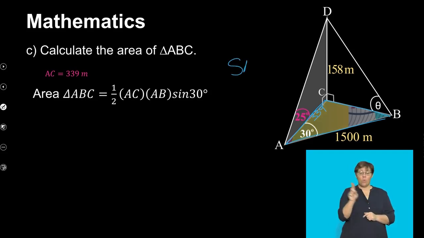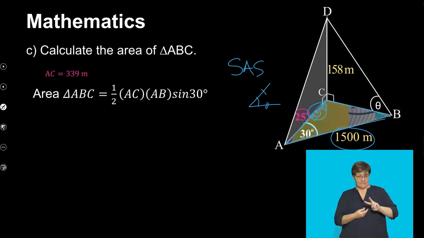And what do we need to calculate area? We need side, angle, side. So we've got this side, we've got this angle, and we've got this side. Remember, we're always looking for a kind of V pattern. We've got side, angle, and a side, so we can find our area. So our area will be half AC times AB times sine of the angle in between, which is 30.